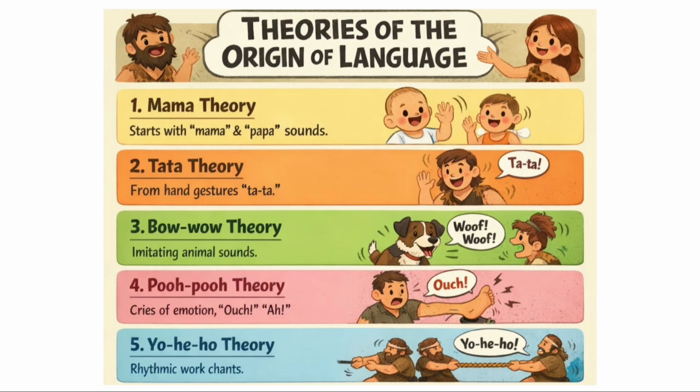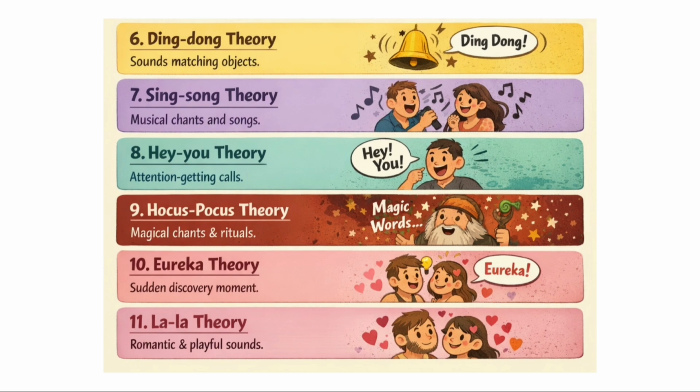First, Mama theory. Language started from simple baby sounds like mama and papa. Second is Tata theory. Speech developed from hand gestures that turned into sounds. Third is the Bow Wow theory. Words came from imitating animal and nature sounds. Fourth is Poo Poo theory. Language began from emotional cries like ouch or wow. Fifth, Yo He Ho theory. Speech grew from rhythmic chants used during group work. Sixth, Ding Dong theory. Sounds naturally match the objects they represented.